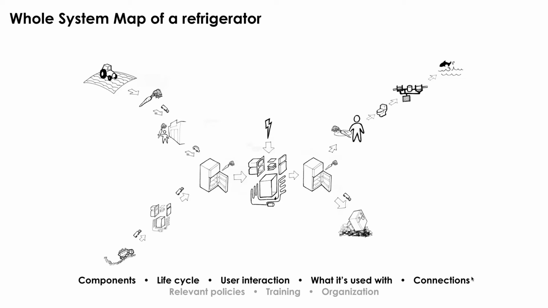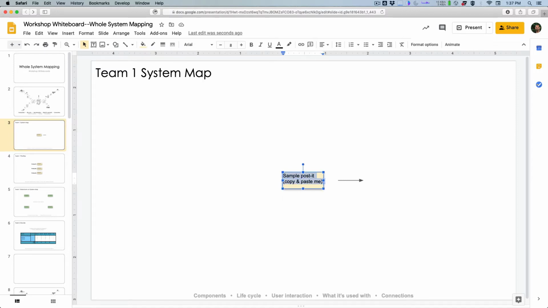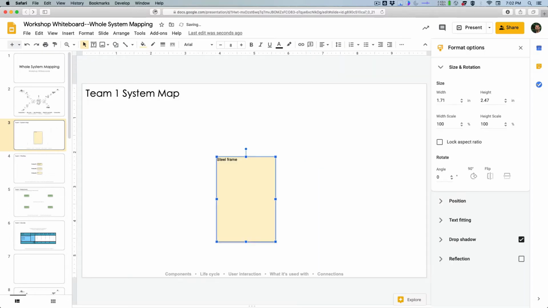So let's try this. And we can go back to our shared template here and start drawing on the system map. So you can see we've got this little sample post-it note. So a nice thing about working with virtual post-it notes here is you can resize them, you can move them around and just reshuffle things when you need to.